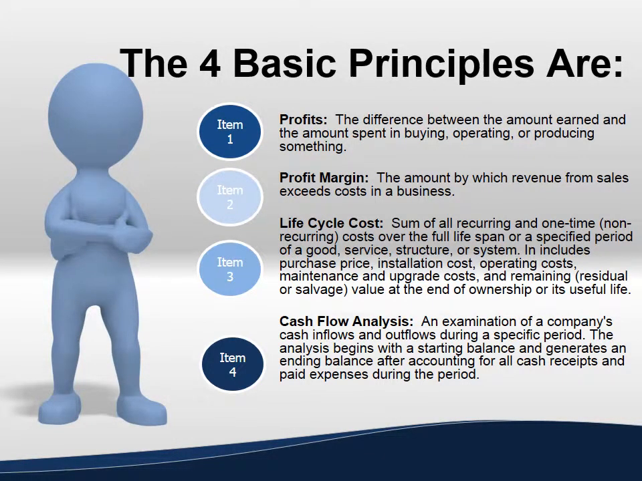The four basic principles are profits, which is the difference between the amount earned and the amount spent in buying, operating, and producing something; profit margin, the amount by which revenue from sales exceeds costs in a business; life cycle costs, which is the sum of all recurring and one-time costs of the full lifespan or a specified period of a good, service, structure, or system; cash flow analysis, which is an examination of a company's cash inflows and outflows during a specific period.